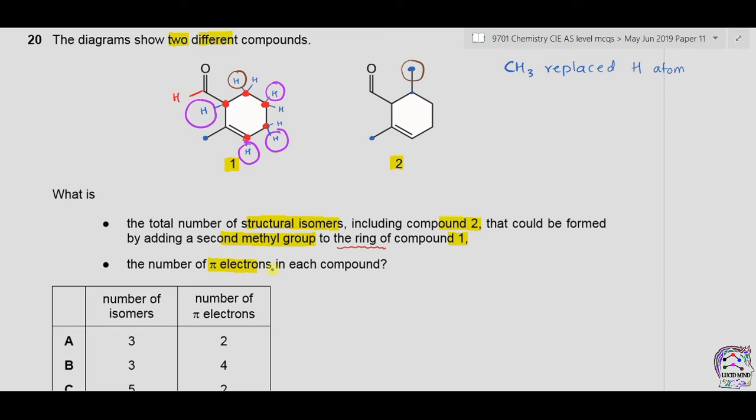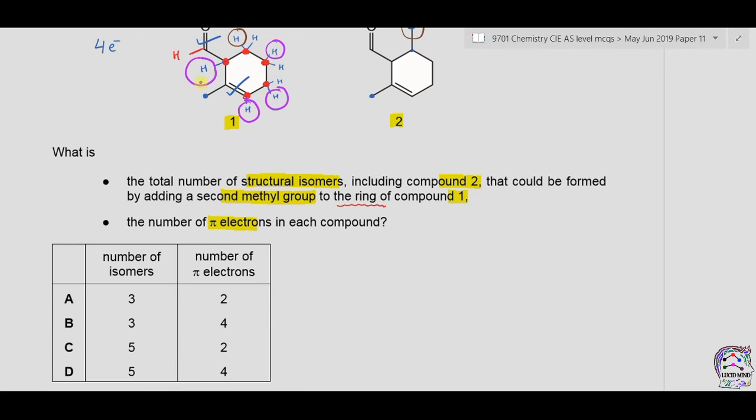Second is the number of pi electrons in each compound. As we can see that the double bonds are still present, so there are 2 pi bonds, and in total there will be 4 pi electrons. So the number of possible isomers are 5, because CH3 can be attached with the 5 carbon atoms, and the number of pi electrons is 4, as we have 2 pi bonds. The answer is therefore D.